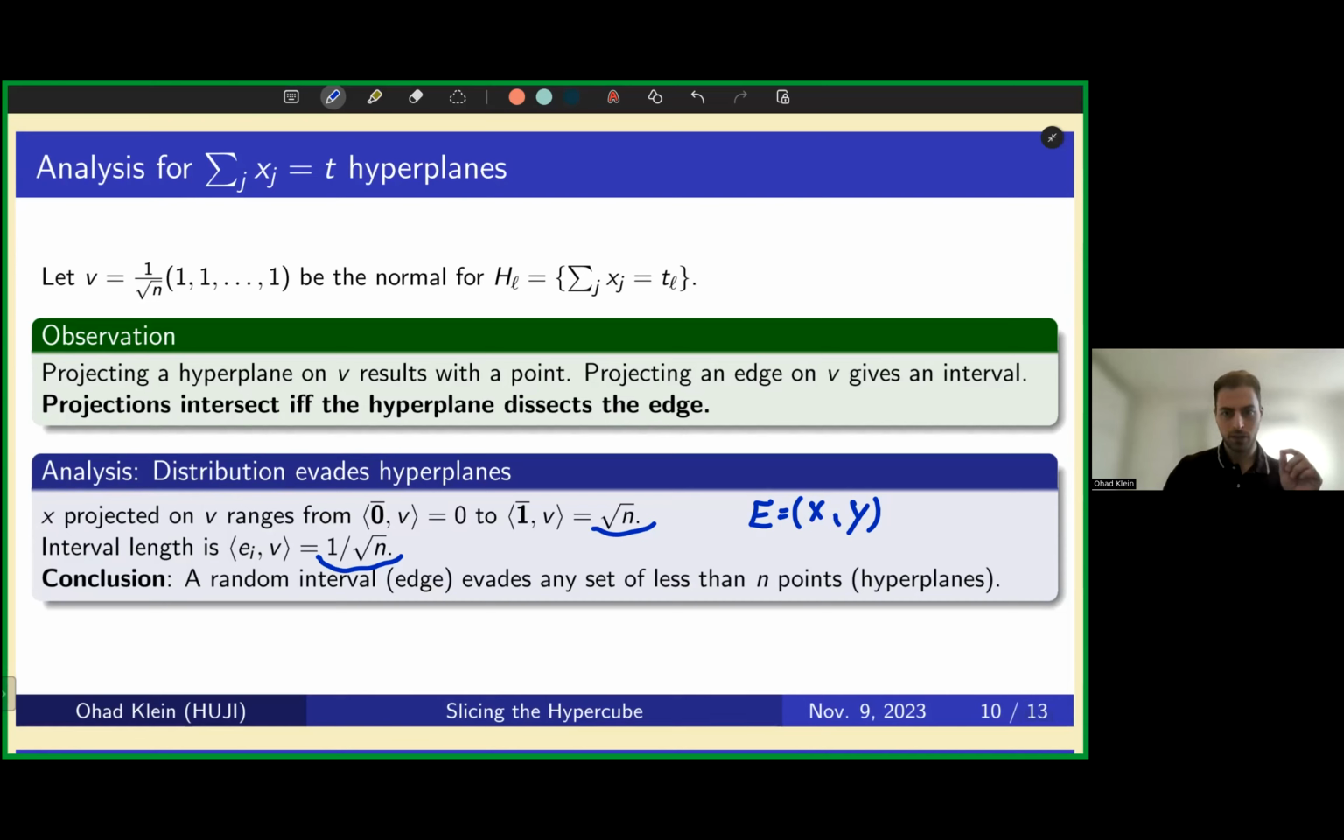So this is a crucial fact in our proof. We wanted the projections of the intervals to be short, and also the standard deviation of the location of the edge to be large, so that no small set of points will capture this edge.